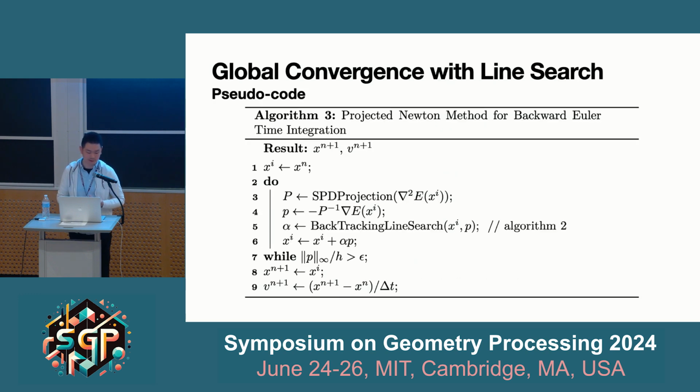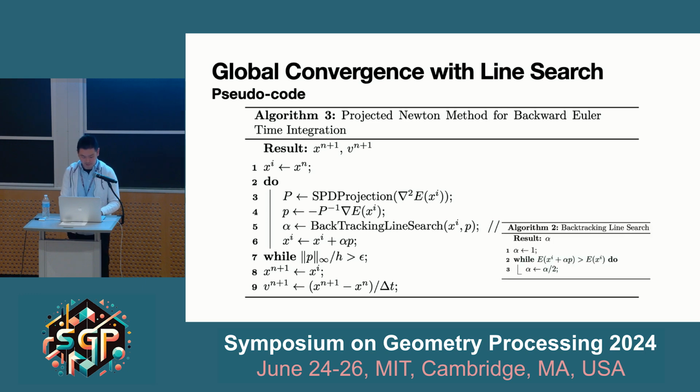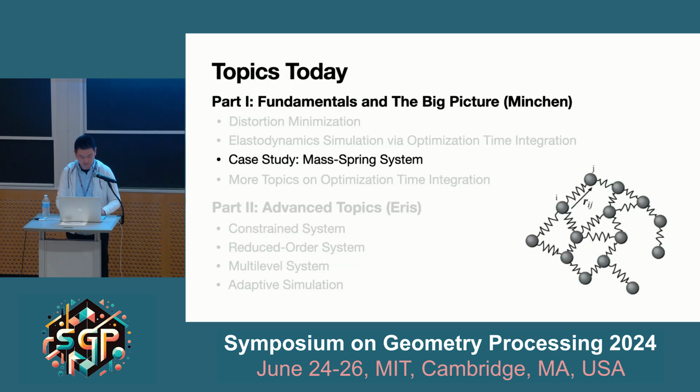Then we could apply our projected Newton method with line search to minimize this energy, guarantee convergence, and find the result with unconditional stability. And here, algorithm 2 is just the backtracking line search that we previously discussed. So now we've covered distortion minimization, and we've seen how to extend it to elastodynamic simulation. Next, we will see a case study on implementing a 2D system for simulating the elastodynamics effect.